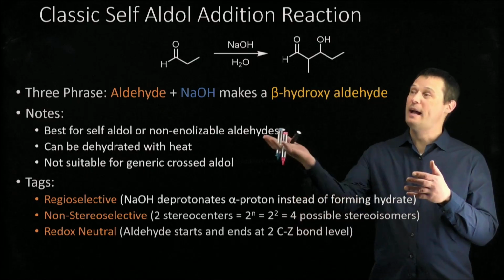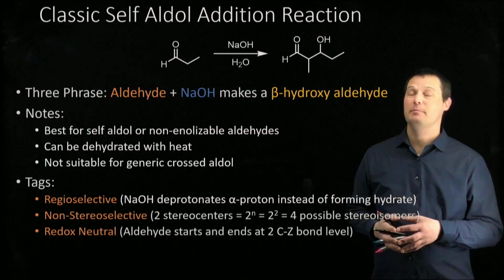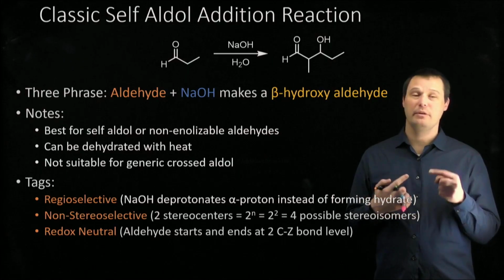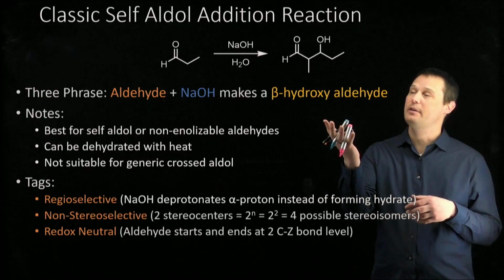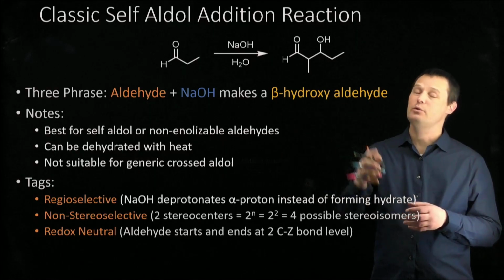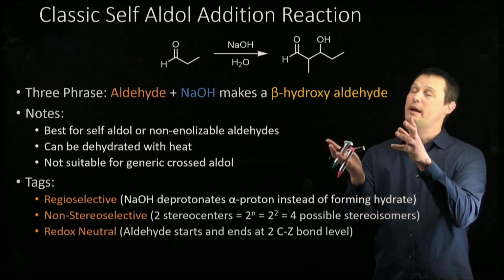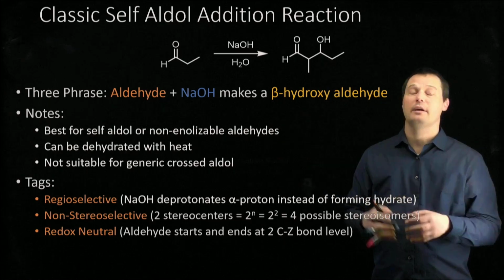Our three-phrase sentence is: an aldehyde reacting with sodium hydroxide makes a beta-hydroxyaldehyde. We need to know that three-phrase sentence in all possible combinations. An aldehyde plus base makes a beta-hydroxyaldehyde. Sodium hydroxide turns an aldehyde into a beta-hydroxyaldehyde. And a beta-hydroxyaldehyde can be made when we react an aldehyde under basic conditions.